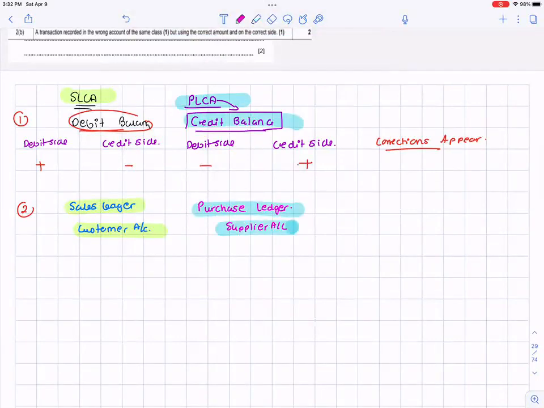This was one thing. If the thing is talking about journal, I will do corrections over here in these books. If it is talking about ledger account, I will do corrections in these books. Ledger account, customer account, or supplier account.